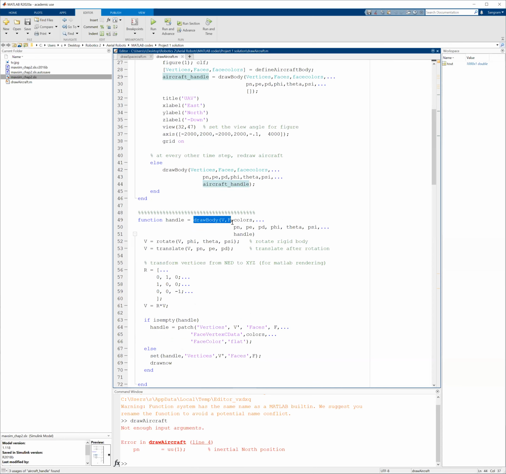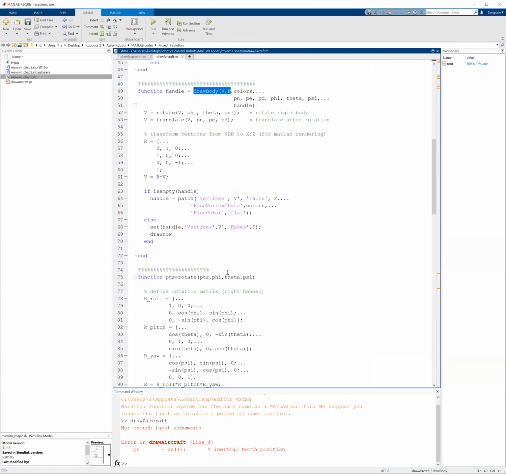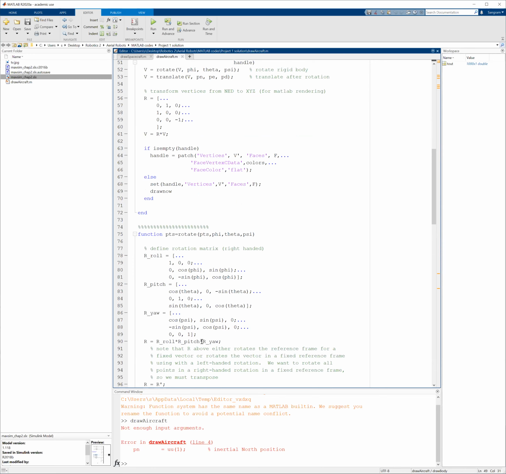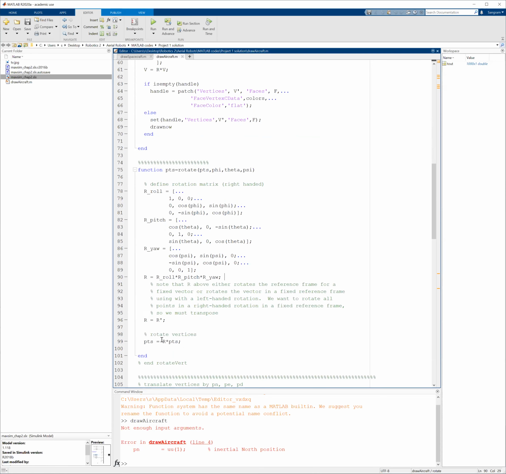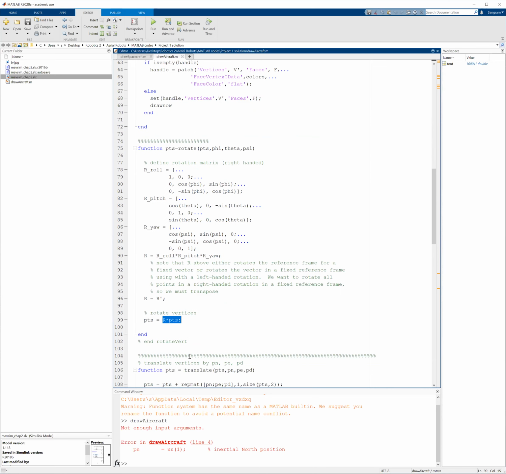And the draw body we discussed is something similar to the spacecraft. It is actually drawing the aircraft. Rotate is the exact same function, it is rotating. I want you to notice the sequence. You have the roll rotation matrix, pitch rotation matrix, and yaw rotation matrix. They are multiplied from right to left, so yaw to pitch, pitch to roll. And then finally we have to do this transformation, so that's why you have R times PTS.